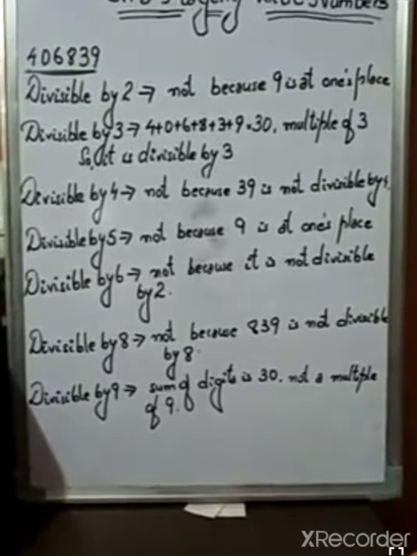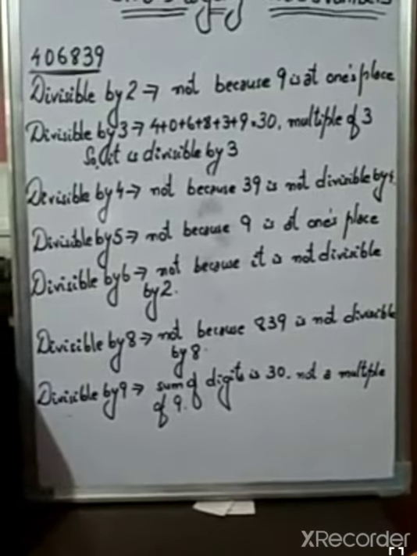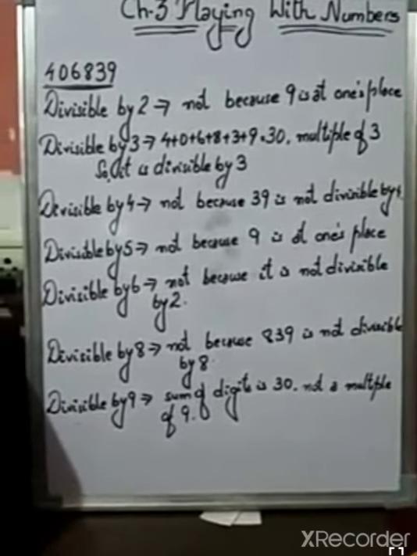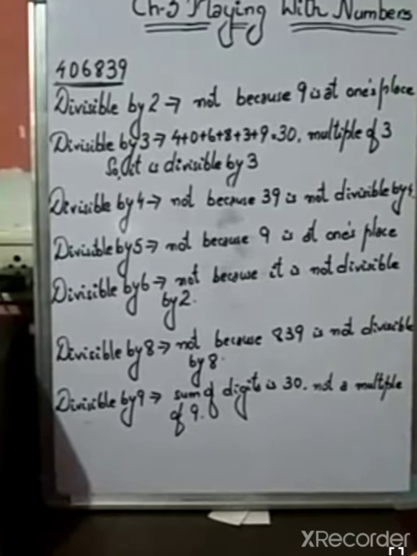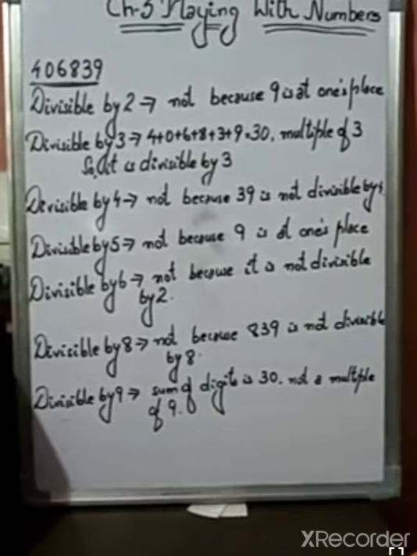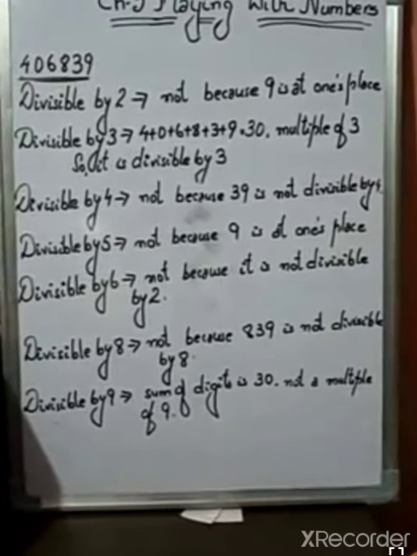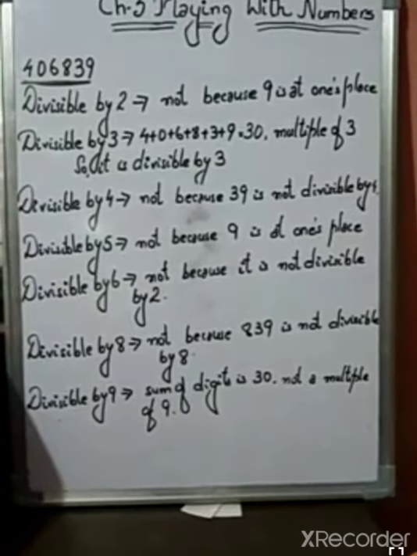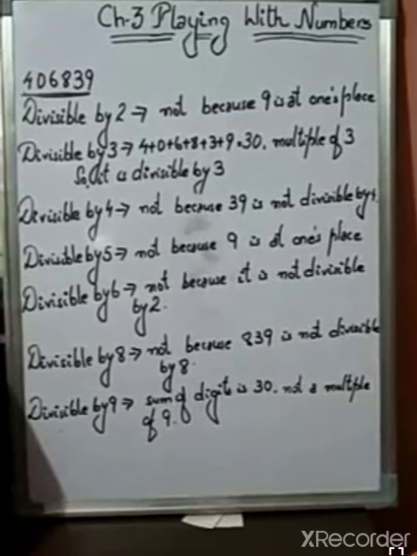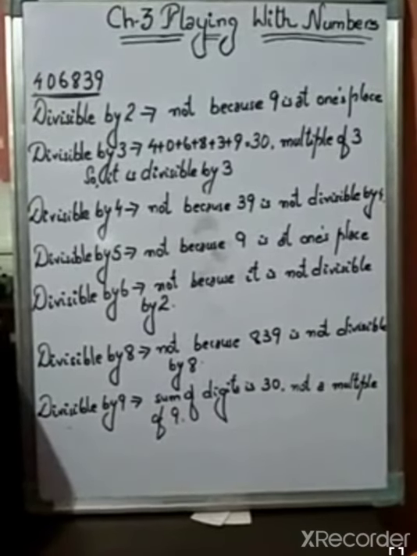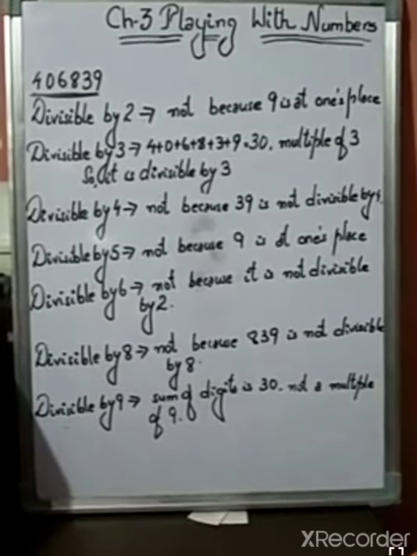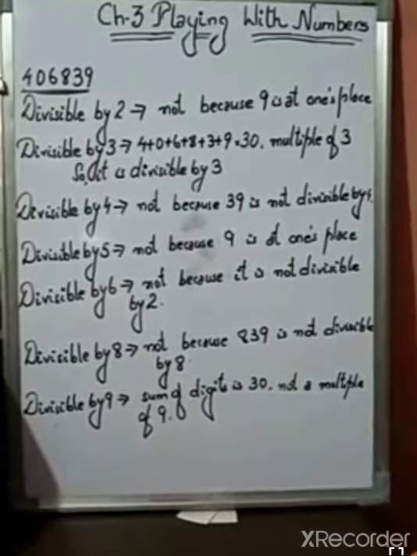Now I will take only one example to tell you whether that number is divisible by 2, 3, 4 and so on. So let's check for the divisibility by 2 for this number. In this number, at the unit place we are having 9. And as I have told you earlier, a number is divisible by 2 if its ones digit is 0, 2, 4, 6 or 8. So the given number is not divisible by 2. Let's check for 3. Now the sum of the digits comes out to be equal to 30. And 30 is a multiple of 3. Hence this number is divisible by 3.